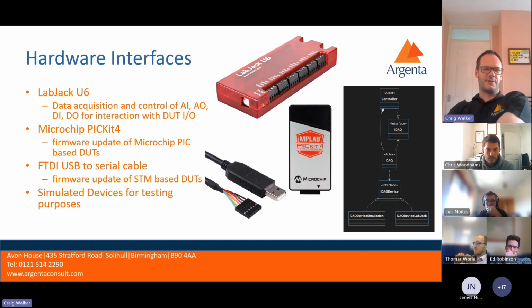One being a LabJack U6, then we've got the Microchip PICkit 4 and this FTDI cable. These two at the bottom we use for programming the device under test. The LabJack was used for gathering data, so reading signals from and passing signals to the device under test.